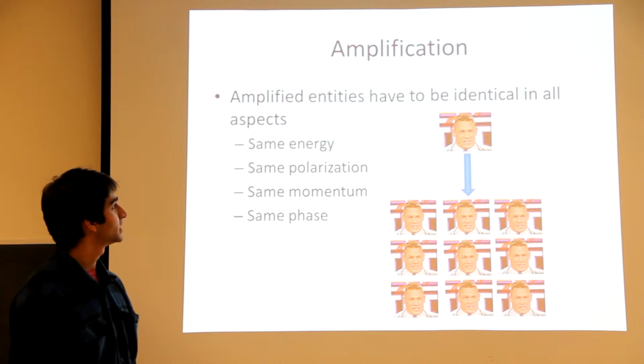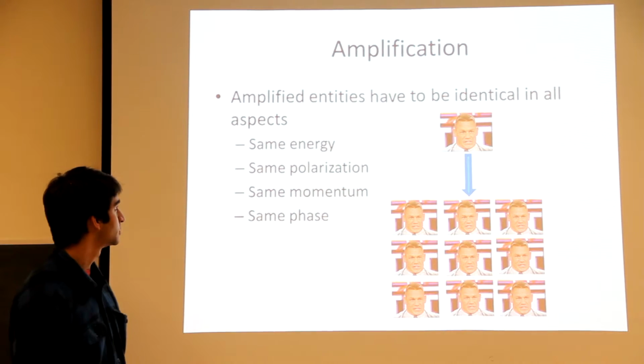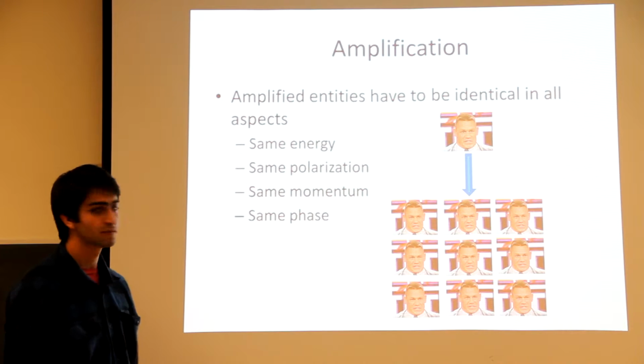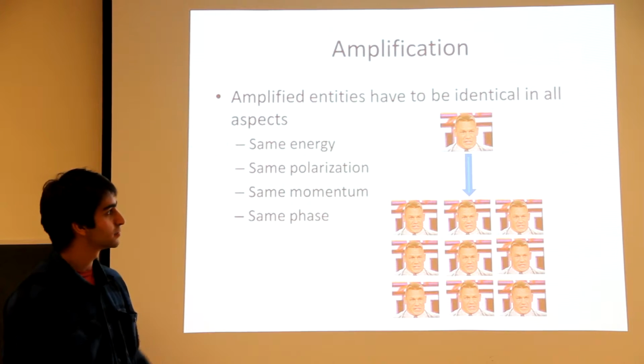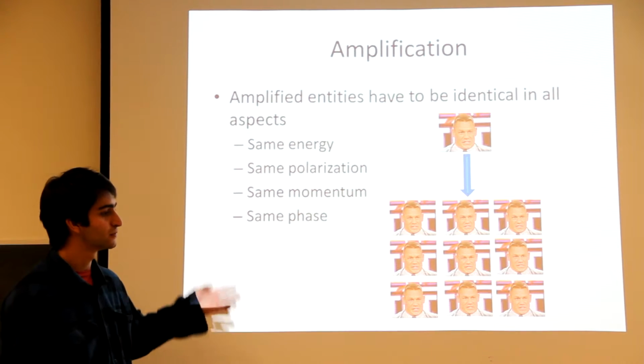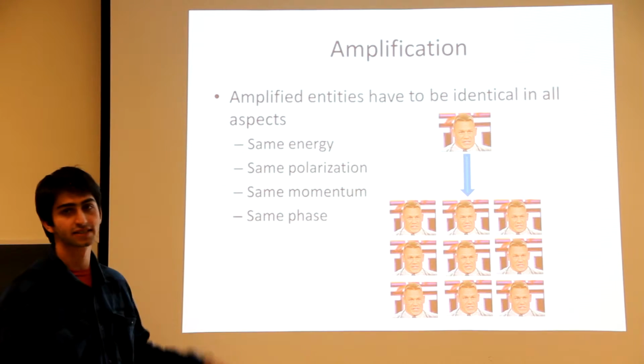The A in laser stands for amplification. Amplified entities have to be identical in all aspects, including energy, polarization, momentum, and phase. As you can see, we start with 1 John Cena and we end up with 9 John Cenas, all identical.